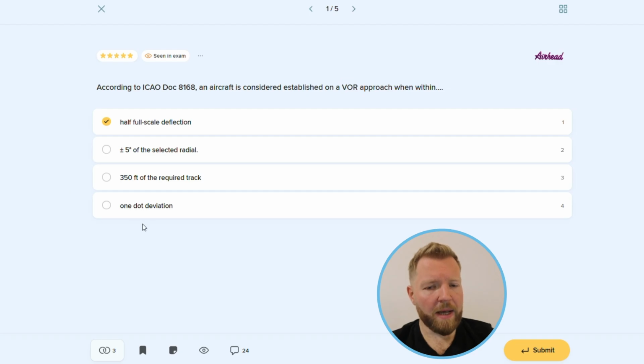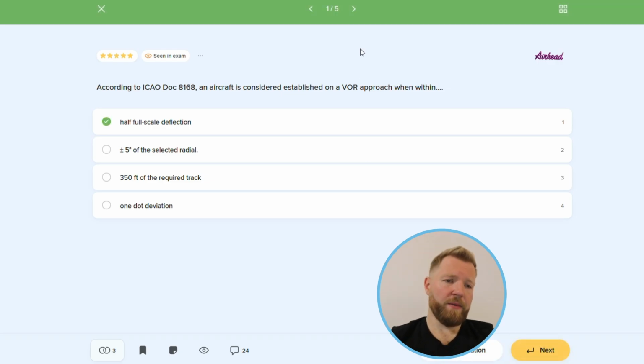Also, fourth answer, 1 dot deviation is partially correct, since the full scale deflection might be represented on some instruments with only 2 dots. So for this kind of ambiguous questions, I would advise you to go for the answer which is the closest to the actual definition from the regulation. So let's select answer number 1, half full scale deflection, and it is the correct one.